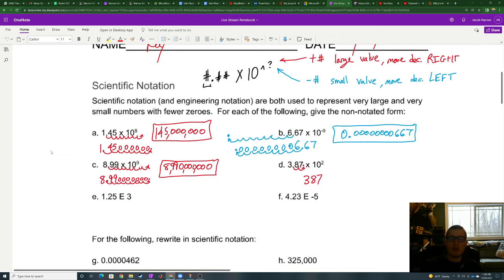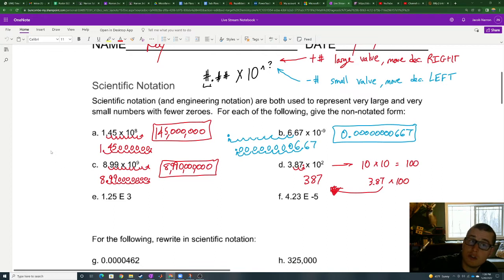Like you could type in 3.87 times 10 to the second, enter, and it'll actually spit out 387. Let's look at why that is. Guys, what is 10 squared? Think about it. 10 times 10, right? 10 squared is just 10 times 10. That's just 100, right? So think about it. If you're doing 3.87 times 100, doesn't it make sense why you get positive 387? That should make sense. All right? That's how it works.